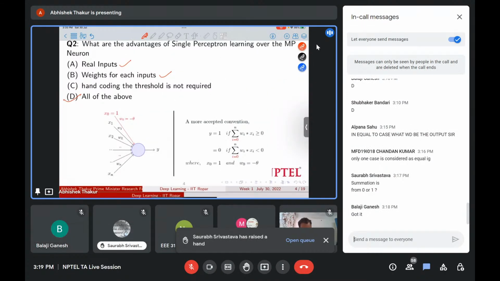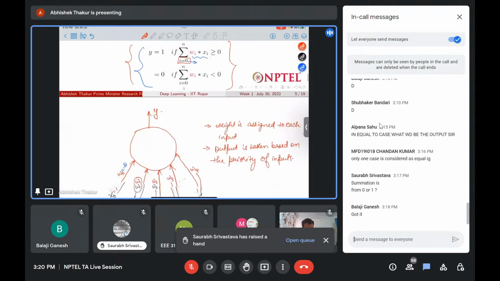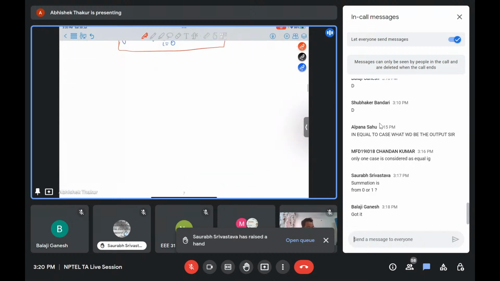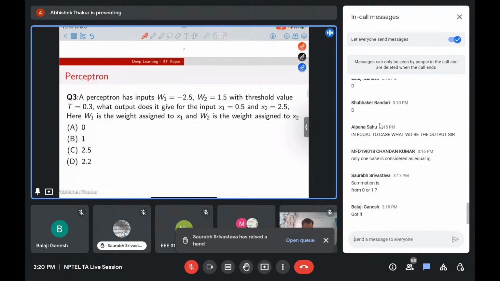So here hand coding the threshold is also not required because it depends on W naught and X naught. So all the options are correct here. Most of you have told option D. It's good that you are following the lecture because these questions are from lecture. Now we will see one more question.